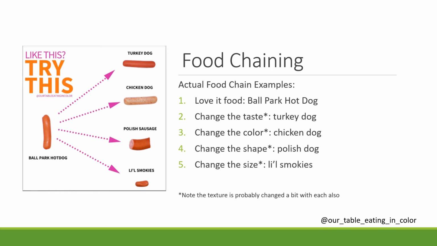So with something like changing it to a turkey dog, maybe they notice that the taste is a little different, or a chicken dog, if the color is a little bit off of their original preferred food. Maybe you change the shape and you slice a Polish hot dog for a dinner one night, or you might change the size and offer a little smoky so they see, again, a lot of similarities to their original Love It food, but it's different.